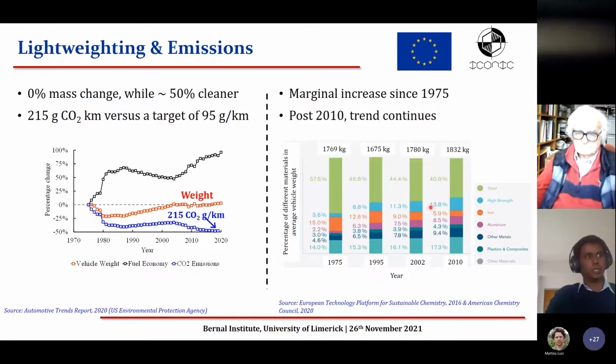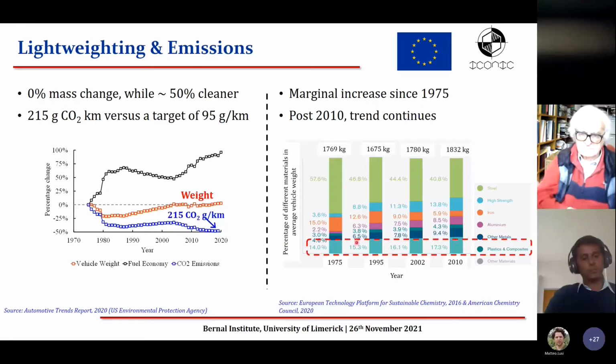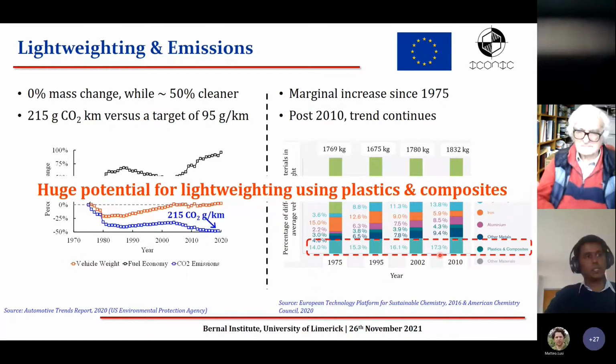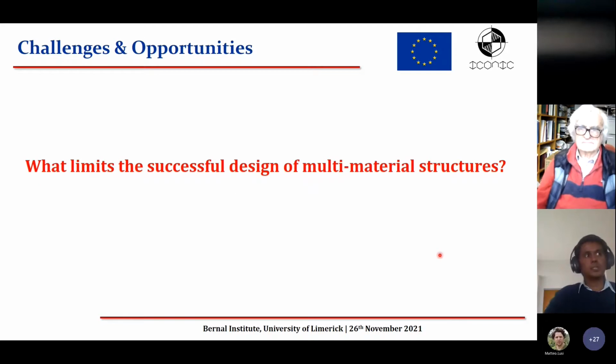The high-strength steel has increased, but if we look at the amount of plastics that gets used in the typical construction of the car, it has only marginally increased. This highlights the huge lightweighting potential of using plastics and composites. But the question is, what limits the successful design of multi-material structures?